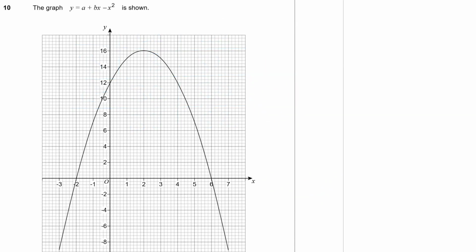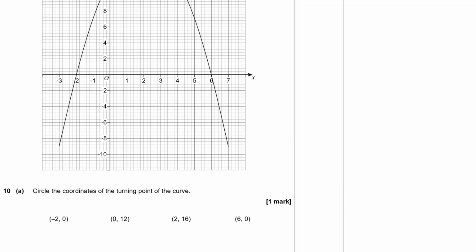Okay, in question 10, we're given the graph of a quadratic curve, and we're also given a partial formula. This one up here, y equals a plus bx minus x squared. So it's a partial formula because we haven't yet been given the values of a and b, these coefficients here. And I imagine during the course of the question we're going to have to work out what those are. Okay, so let's have a quick look at what the questions are asking us to do.